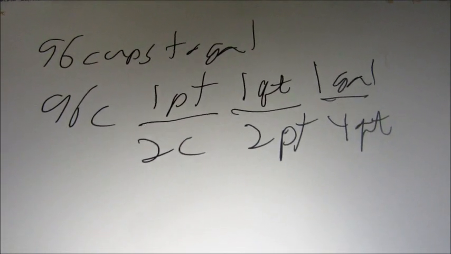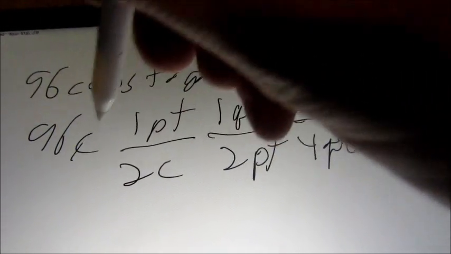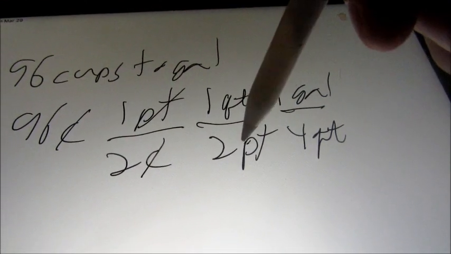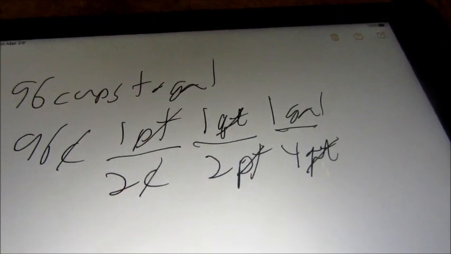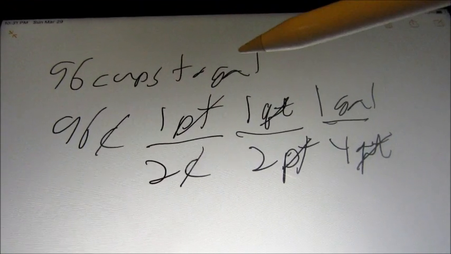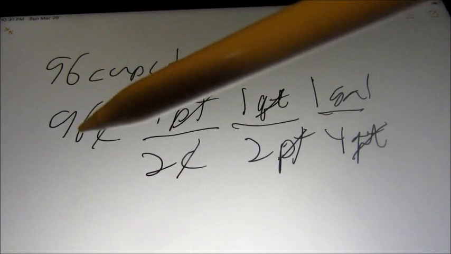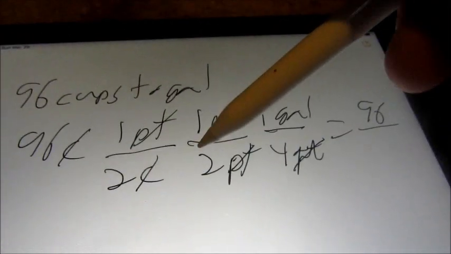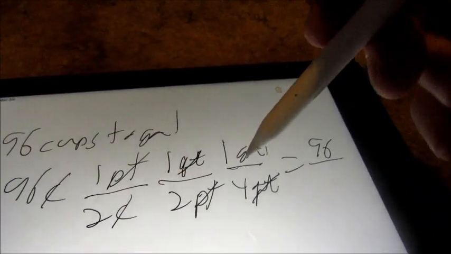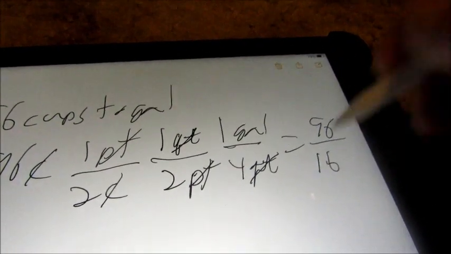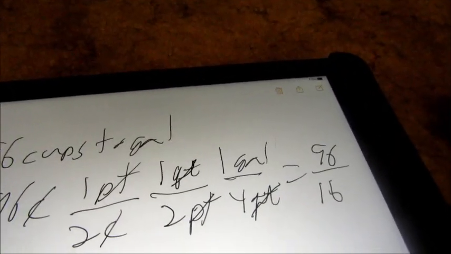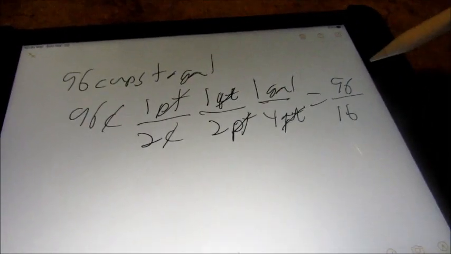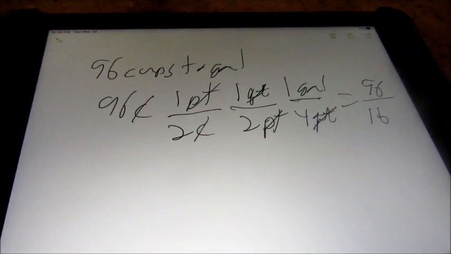So now I'm going to cancel my units. I have cup on top, cup on bottom, pint on top, pint on bottom, quart on top, quart on bottom. I want my answer to be in gallons. That's all I have left. So I'm going to multiply 96 times 1 times 1 times 1, which is 96 on the bottom. 2 times 2 is 4, times 4 is 16. 96 divided by 16 is 6.